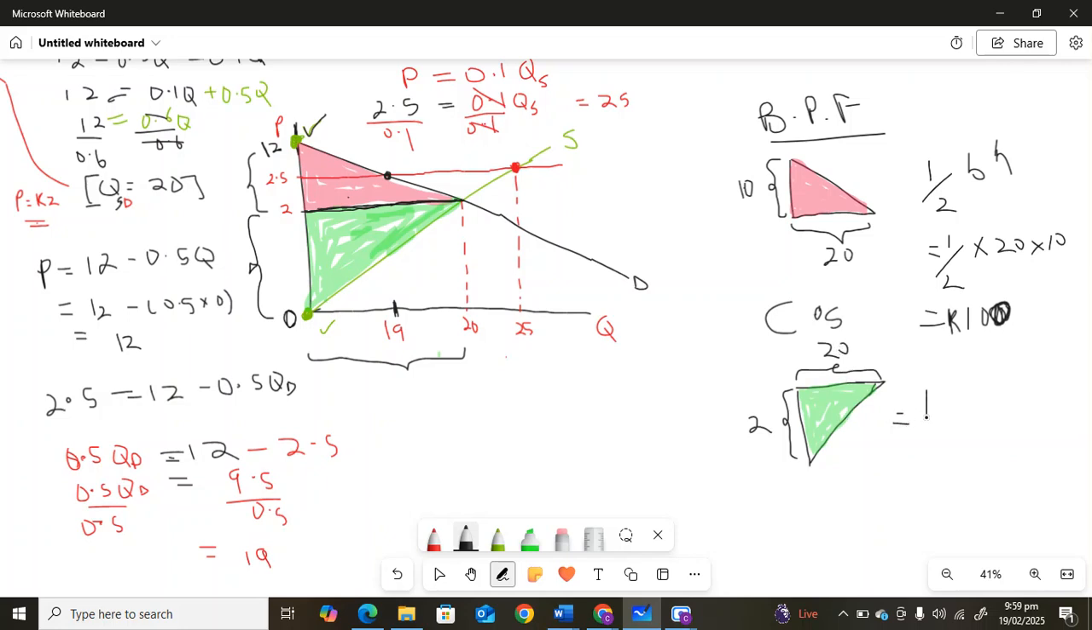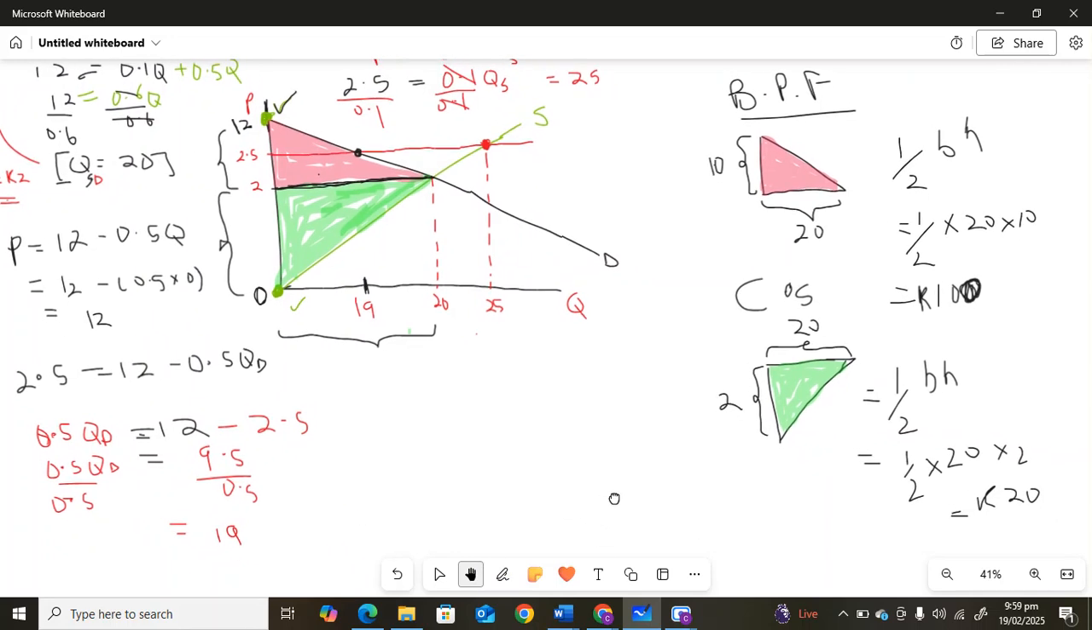So half B times H. Right? So half times 20 times 2. Half of 20 is 10, 10 times 2, 20. So producer surplus is 20 kwacha. Okay, so this is before the price floor.